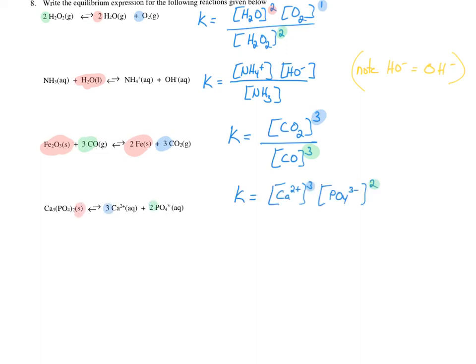And for our last reaction, we again note that we have a solid. It's not going to appear in K. So the only entities that appear in our equilibrium constant expression are the products. And the exponents are obtained from the coefficients in the balanced chemical equation.